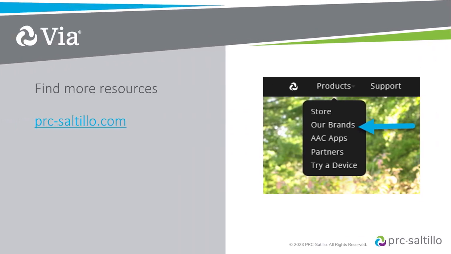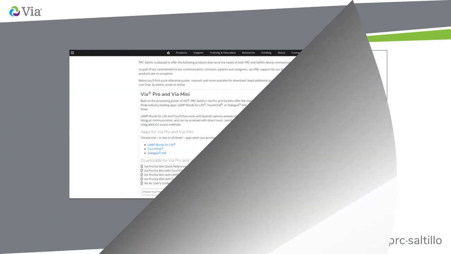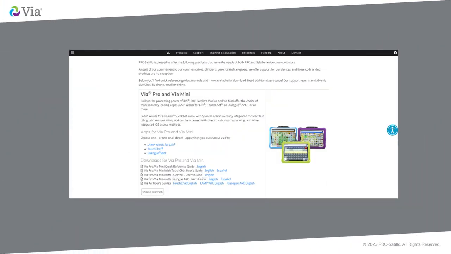You can find more information about the iOS-based devices from PRC-Saltillo at prc-saltillo.com. Click on Products and then on Our Brands. Click on View Co-branded Products. You can find information about the VIA Pro and VIA Mini, including a user's guide and quick reference guide. You can find more information about PRC-Saltillo's AAC apps, LAMP Words for Life, TouchChat, and Dialog AAC.